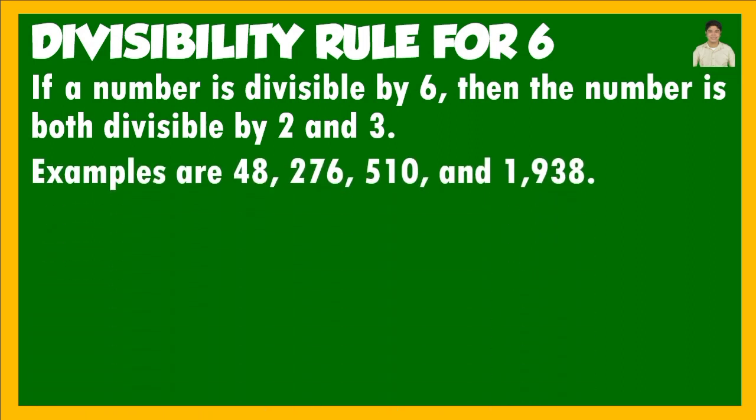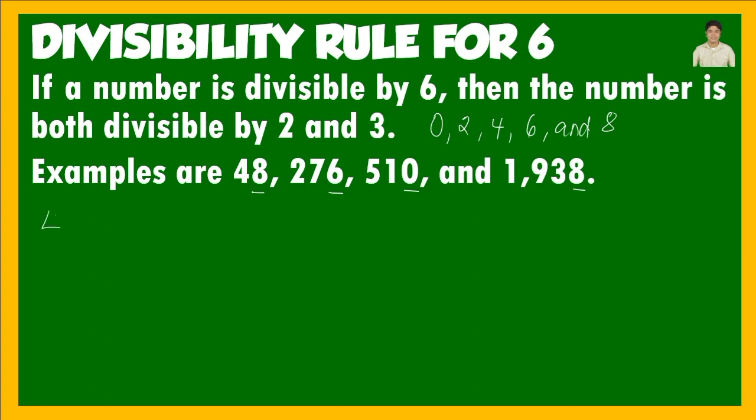48, 276, 510, 1938. So, kung i-recall natin yung divisibility rule for 2, kailangan yung last digit niya, yung ones digit niya is an even number or nag-end po sa 0, 2, 4, 6, and 8. Those are even numbers. So, as you can see, yung ones digit po ng mga given examples natin, ayan po, pasok. So, 8, 6, 0, and 8. So, okay sila dun sa divisibility by 2. So, check naman natin yung divisibility by 3.